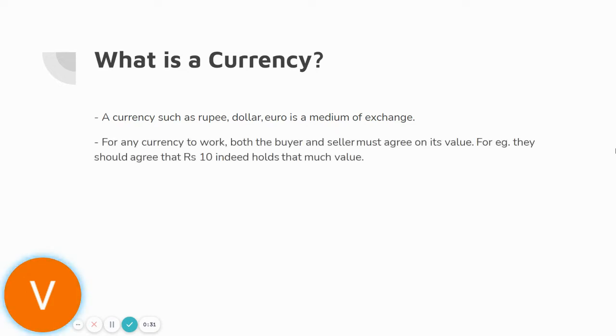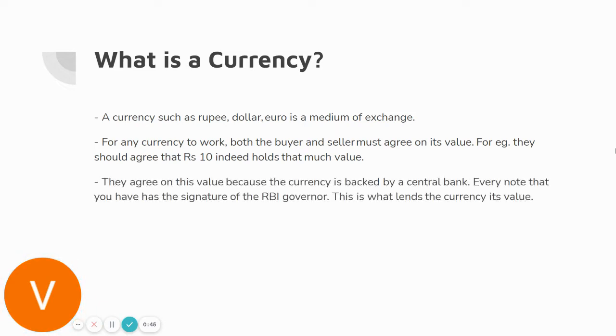Now, the important thing here is for the currency to work, both the buyer and seller must agree on its value. For example, if I have a 10 rupee note, both the buyer and seller must agree that yes, this indeed holds 10 rupees as value. Now, why would these two strangers agree on this value? They would agree because this currency is backed by a central bank.